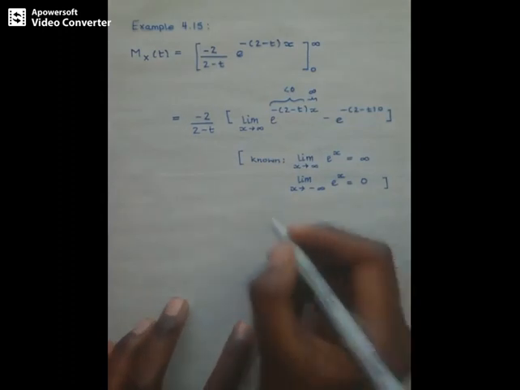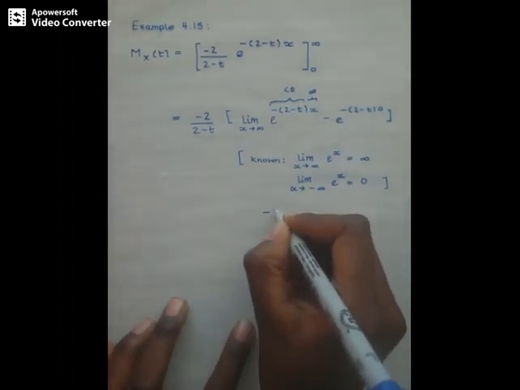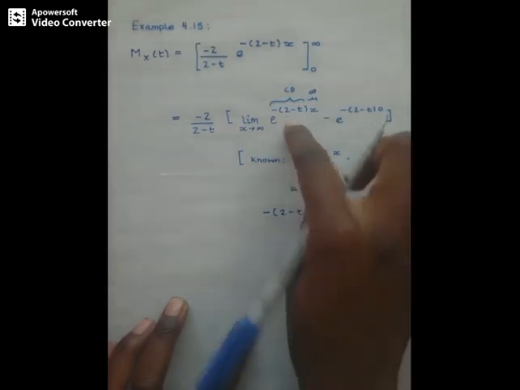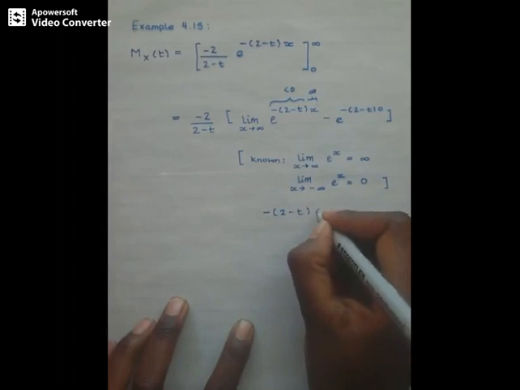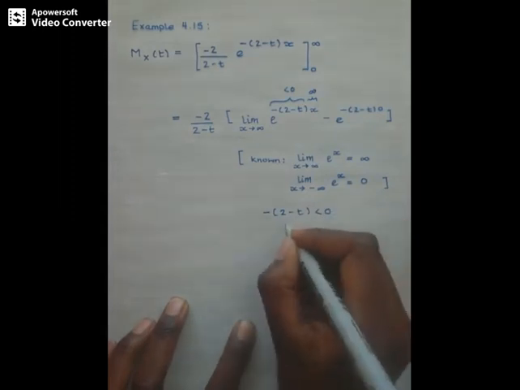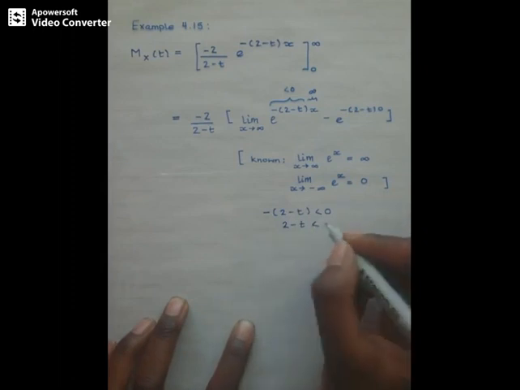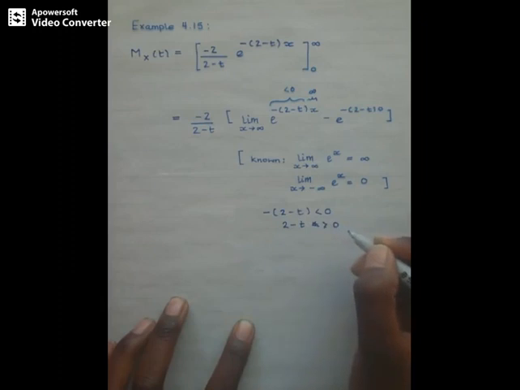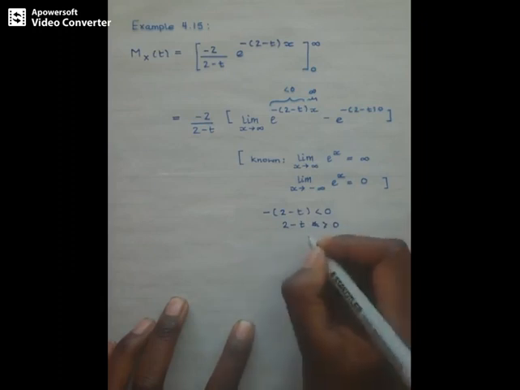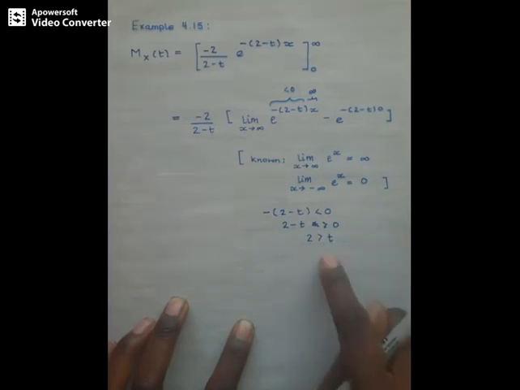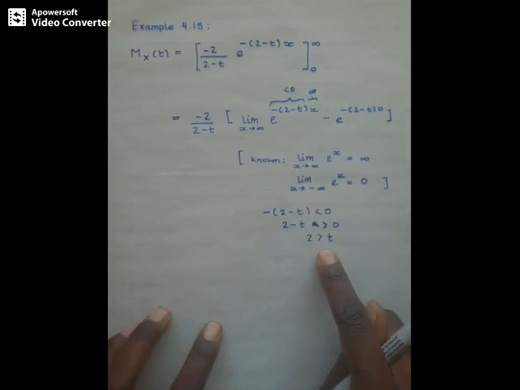Okay, so you can rewrite that top part there, we want it to be less than 0. And you can rearrange that. So if you multiply both sides by minus 1, you get 2 minus t greater than 0. If you add t on both sides, you end up with 2 greater than t. So in order for this thing to go to 0, t needs to be less than 2.